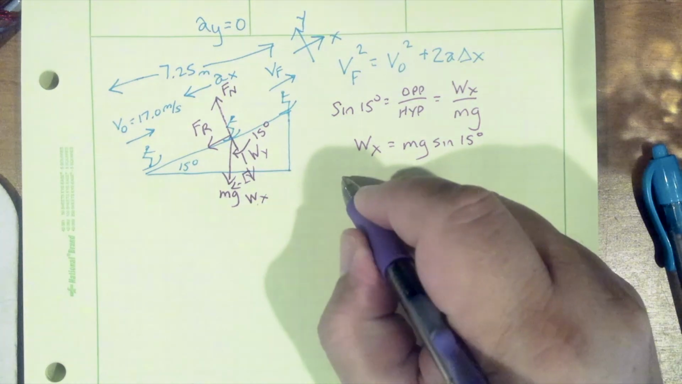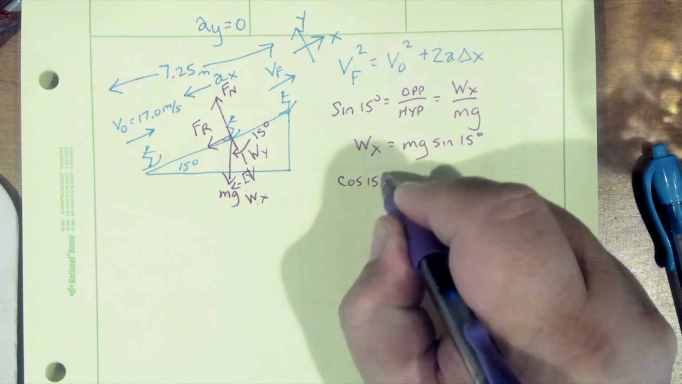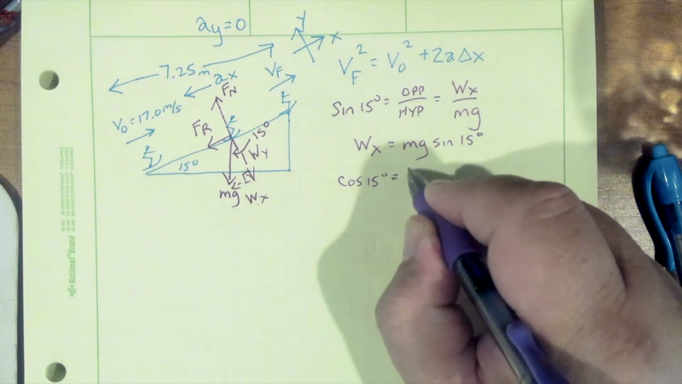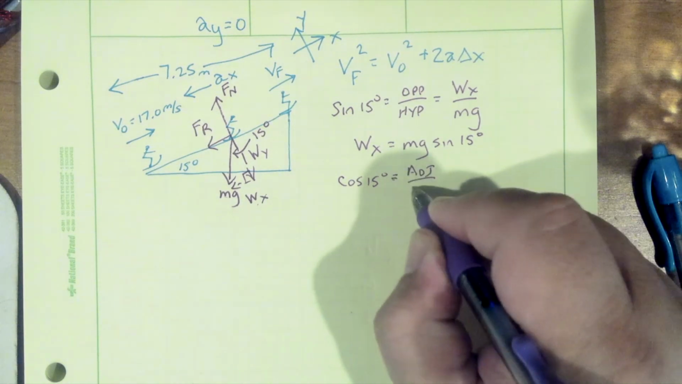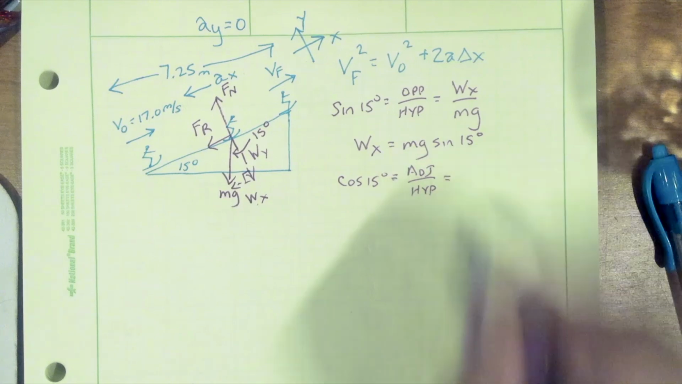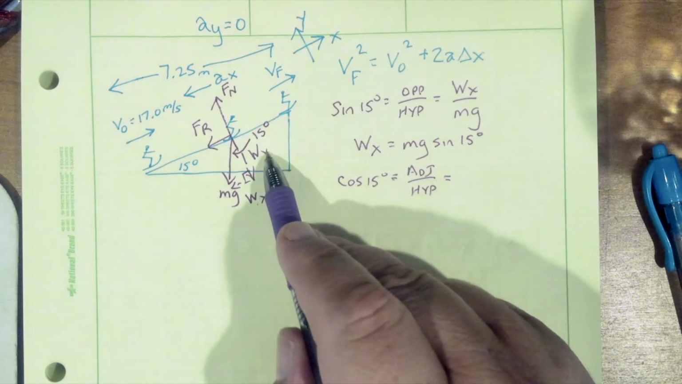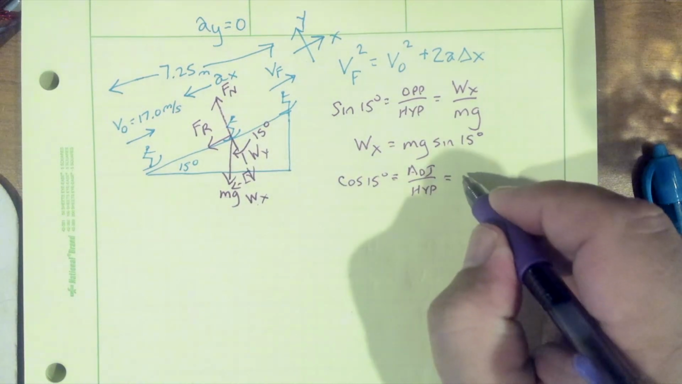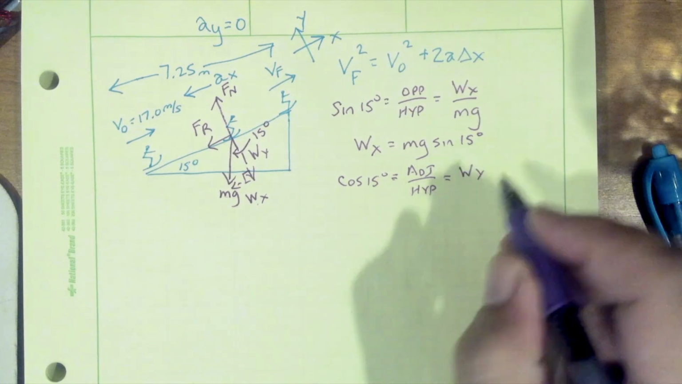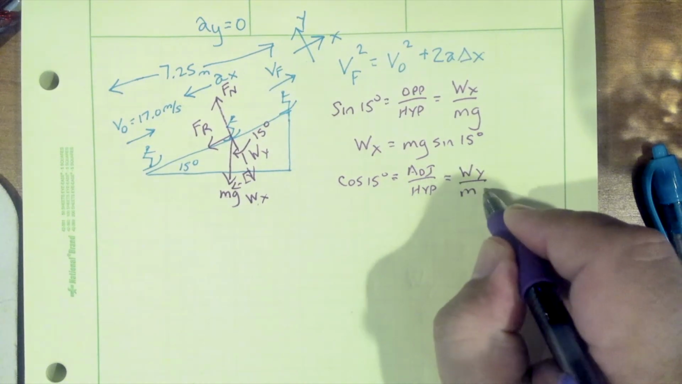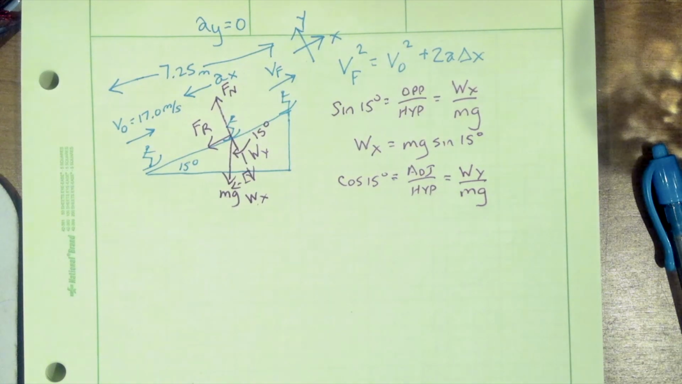Now, to find a formula for the y component, we use the cosine function. Cosine of 15 is adjacent over hypotenuse. And we see here that Wy is adjacent to the 15-degree angle. And the hypotenuse is once again the weight force mg.